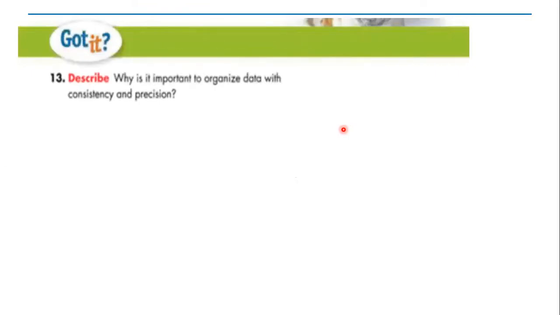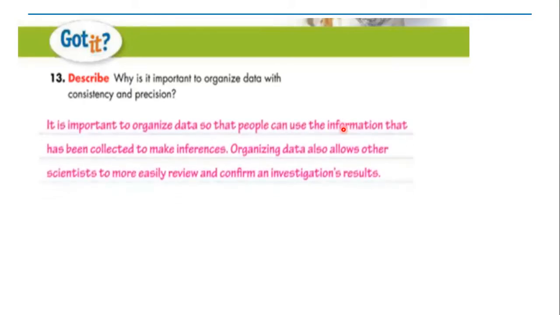Now, good. Why is it important to organize data with consistency and precision? It's important to organize data so that people can use the information that has been collected to make inferences. Organizing data also allows other scientists to more easily review and confirm an investigation.